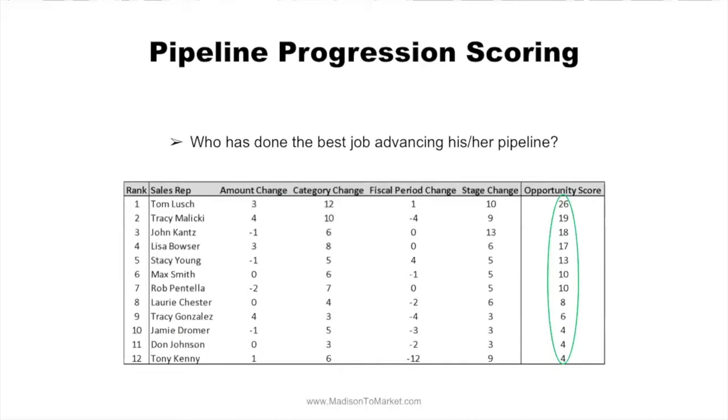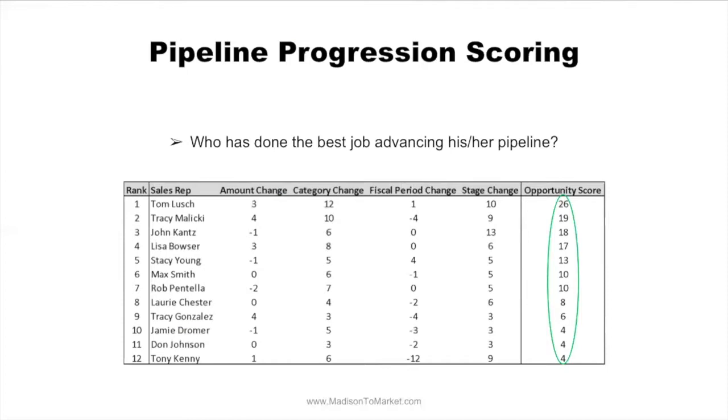He's excelled at advancing his pipeline. He's really been able to accelerate the sales cycles of many deals, as he has totaled 22 points in terms of pipeline velocity related to the category and the stage fields. Category has advanced by 12 points, stage has advanced by 10. So combined, he's totaled 22 points for category and stage. He's done a great job of advancing his pipeline from one stage to the next.